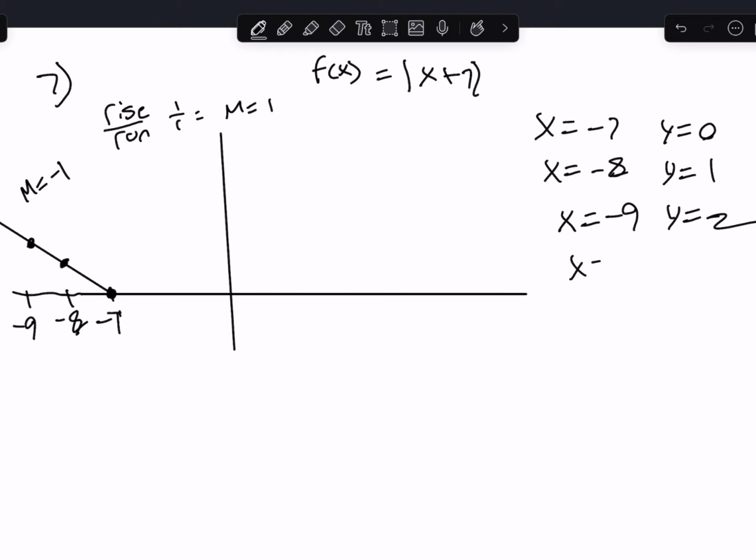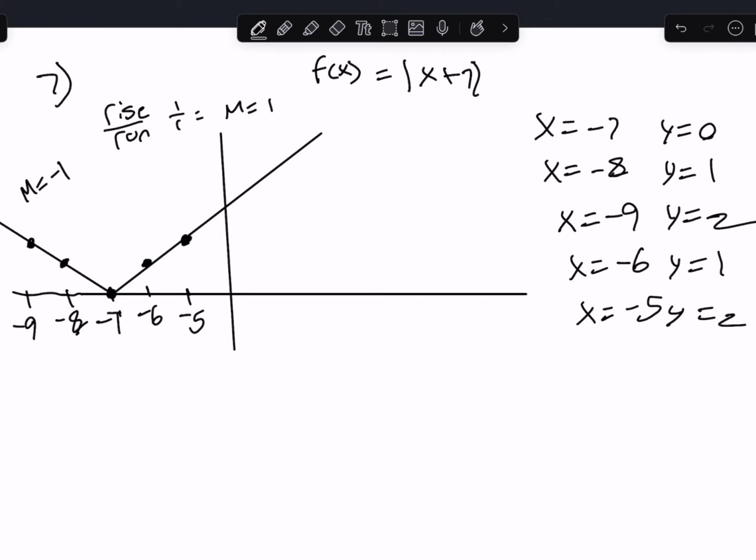Now, when x equals negative 6, y equals 1. When x equals negative 5, y equals 2. So let's draw our graph going in this direction. And once again, my rise over run, it runs over 1 and it rises 1. And since it's going to the right in a positive direction, my slope is going to be m equal 1.